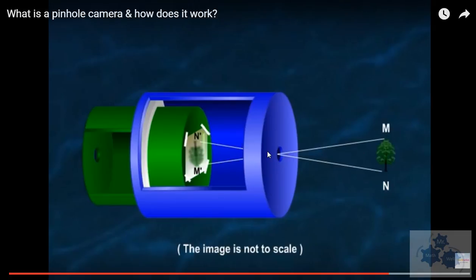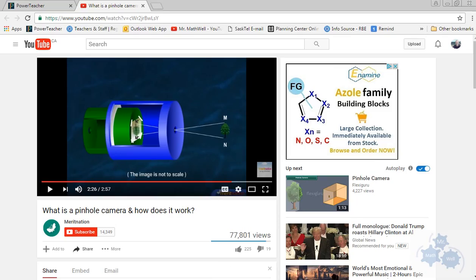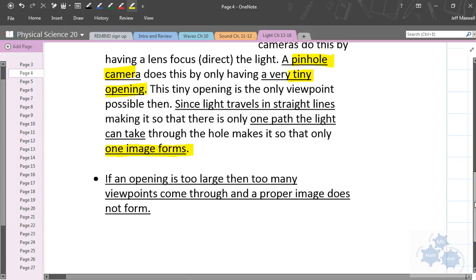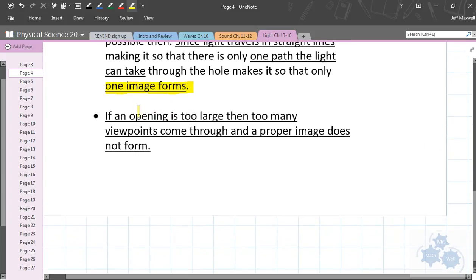What I do want you to notice too is that there are two triangles here. There would be a triangle on this side of the camera, and also a triangle on this side of the camera. Those triangles will always be the same shape but different size, and we're going to make good use of that in future classes. So if the opening is too large, a proper image does not form because there are too many viewpoints.